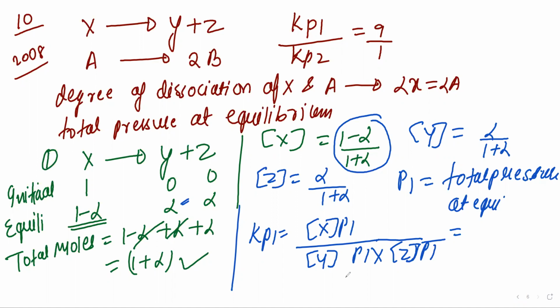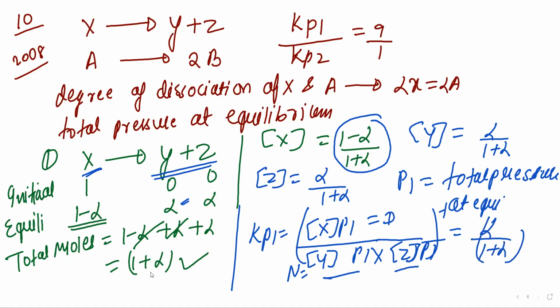So this one we have to take reverse, right? Because in the reaction Y plus Z is on the product side and X is on the reactant side. So Y and Z should be written in the numerator and X should be in the denominator. So the value of Y is alpha upon 1 plus alpha into P1. In the similar manner for Z it is also alpha upon 1 plus alpha into P1. So it will be P1 into P1, that will be P1 square. And for the X value it is 1 minus alpha upon 1 plus alpha into P1.